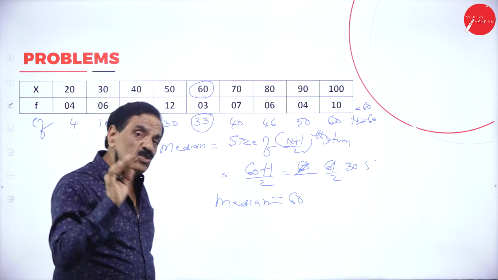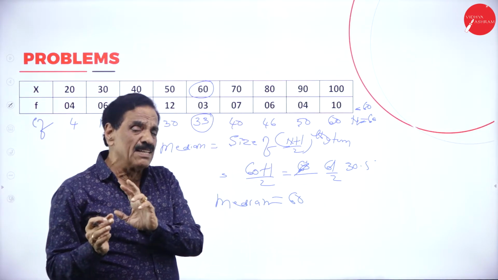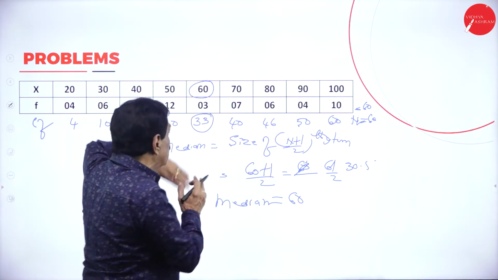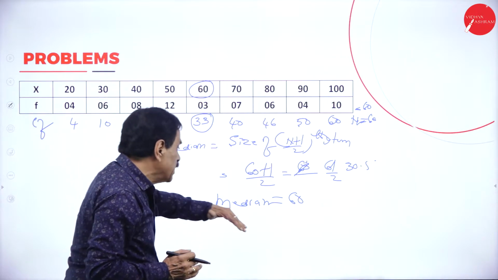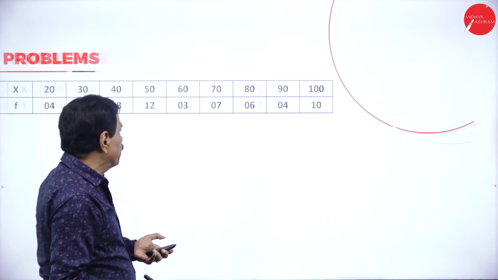So what we have to do in the exam? Find out the cumulative frequency. Once you find out the cumulative, find out the constant value. The constant value is 60. Therefore, median is equal to 60. We'll go to the next one.